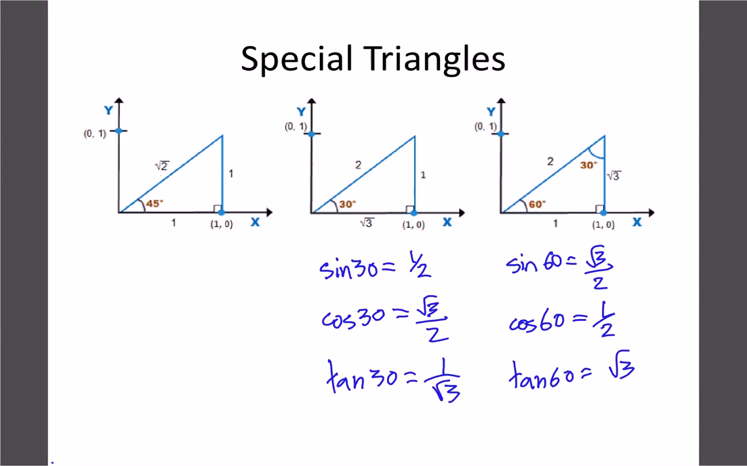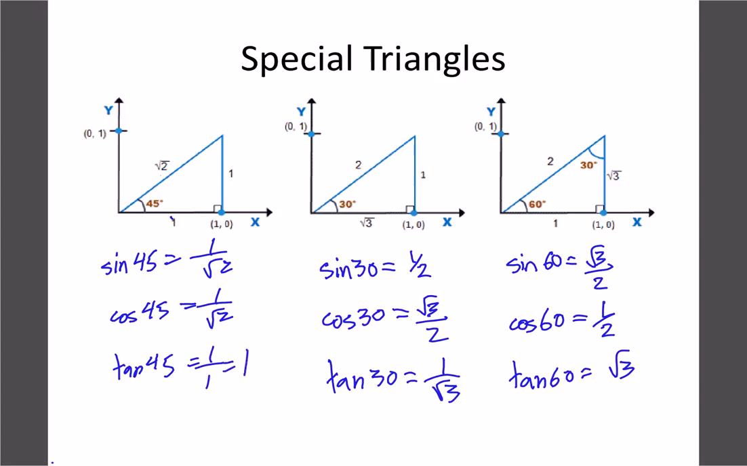And then if we do this for the 45 degree triangle, we have both sides being the same. So both sides are 1. Our hypotenuse would be root 2. So if we do sine 45, we have 1 over root 2. Cosine 45 is 1 over root 2, and tan 45 is 1 over 1, which would just be 1.